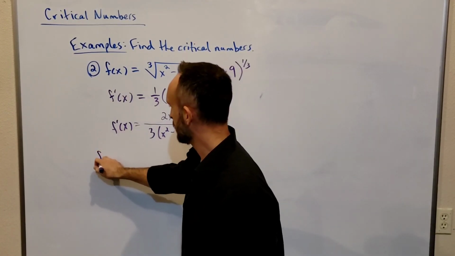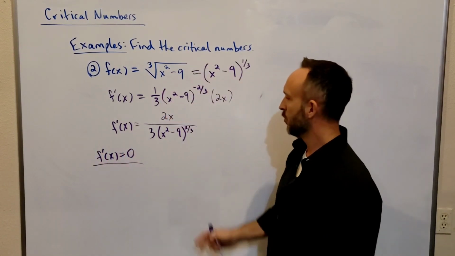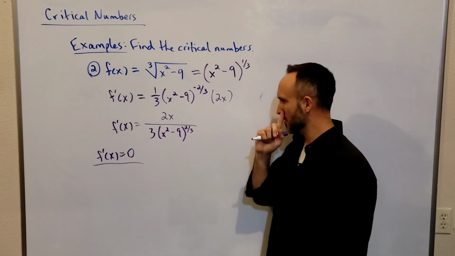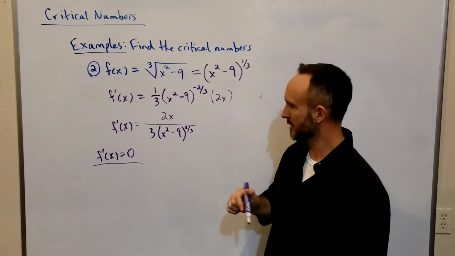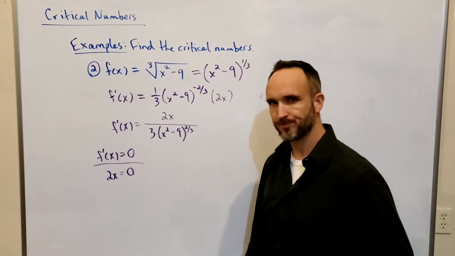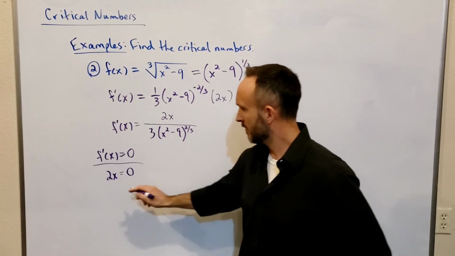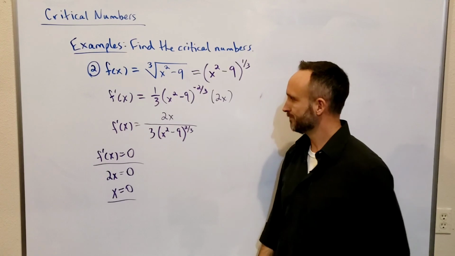So let's look at where f prime of x equals 0. Where does this fraction equal 0? Well, for a fraction to equal 0, the numerator has to be 0. So in this case, we want to know where 2x equals 0. And if we solve that for x, we get a critical number of 0.